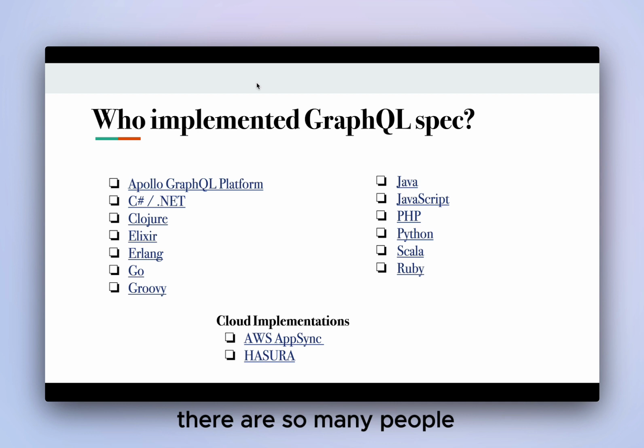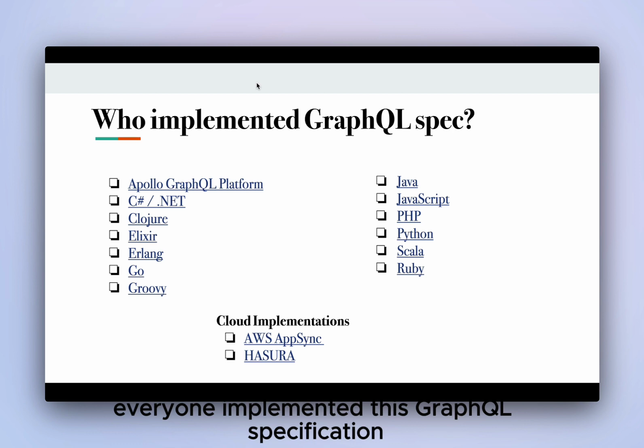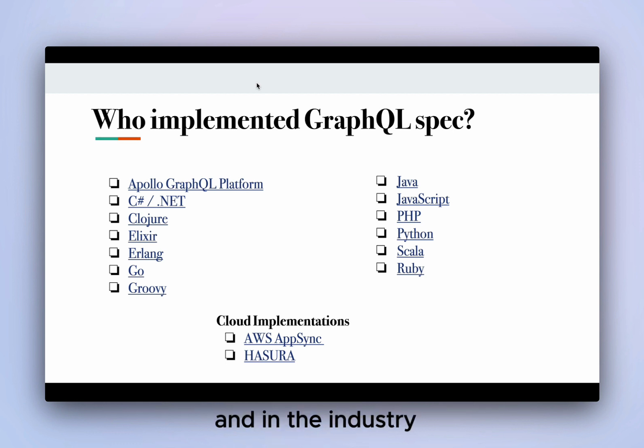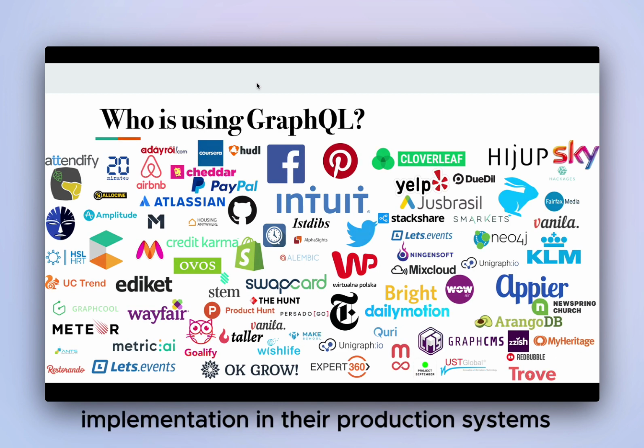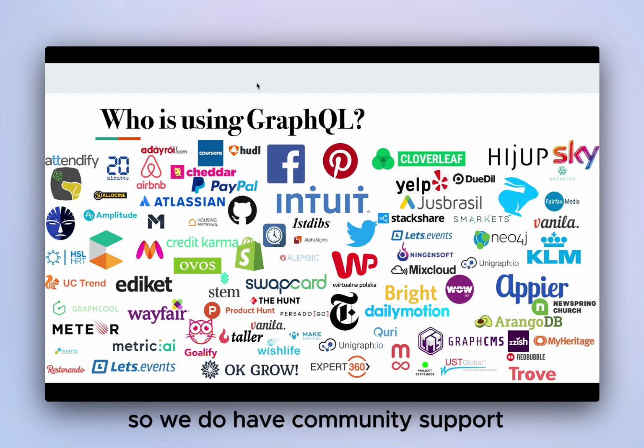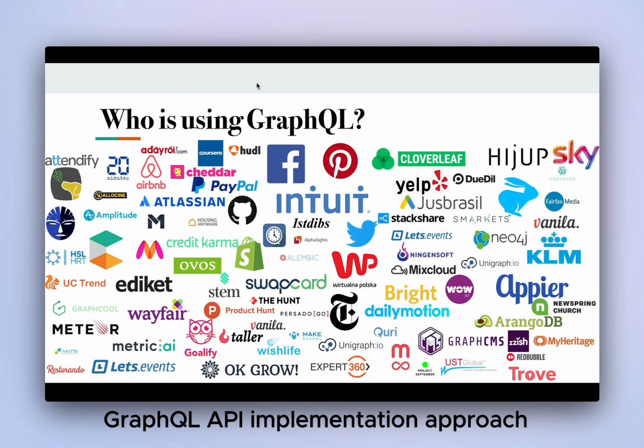There are so many people, so many languages, other cloud vendors, everyone implemented this GraphQL specification. And in the industry, all the verticals and different clients are already using GraphQL API implementations in their production systems. So we do have community support if we adopt the GraphQL API implementation approach.